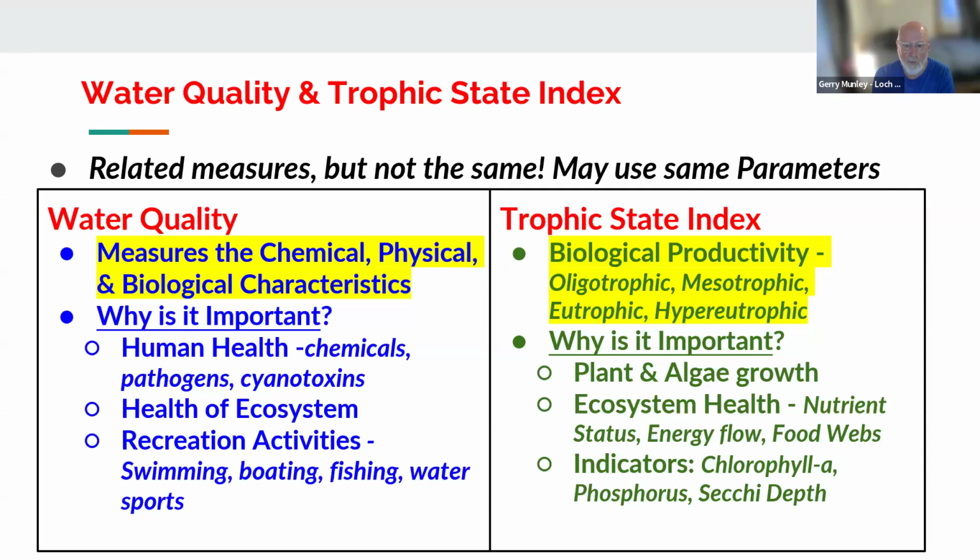And those four words, oligotrophic, mesotrophic, eutrophic, and hypereutrophic, you have already heard of and used about your own lakes. But there are differences in the way these are used. Water quality looks very closely at things like recreation activities or human health. So I think understanding the differences and the similarities between these two things would be important for us. Next.